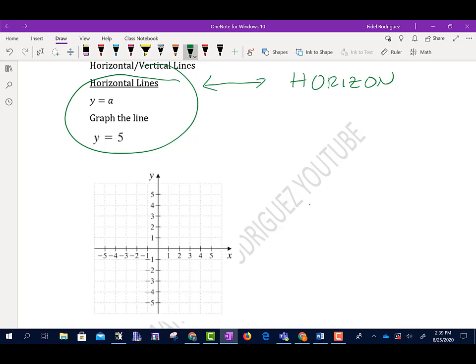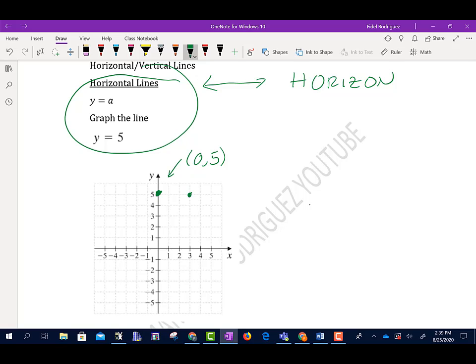So first thing I'm going to do, I'm going to go to when y equals 5. So if I do this, all I have here is a point. And if you were to think about the coordinates of that point, the coordinates of this point would be the point 0, 5, right? Okay. And from this point here, I could either move to the left or I could move to the right.